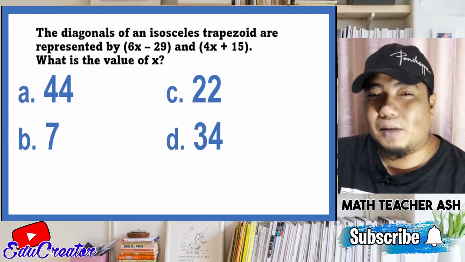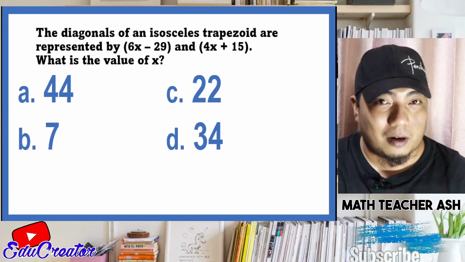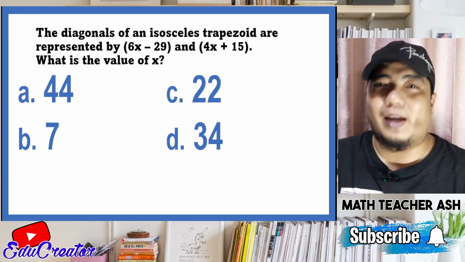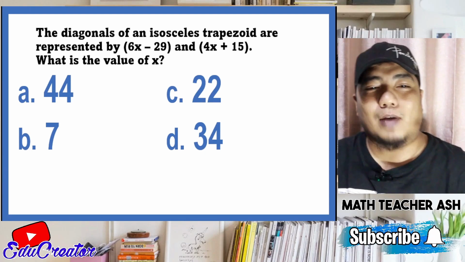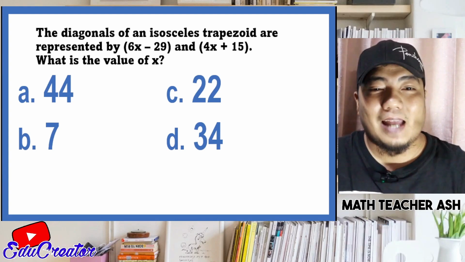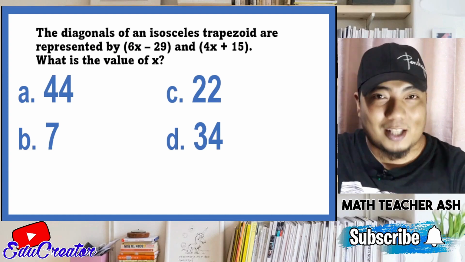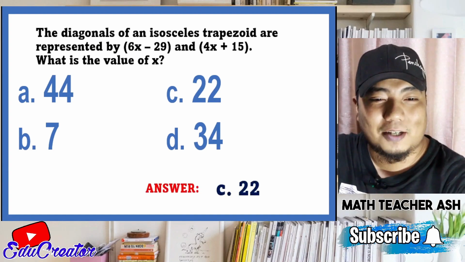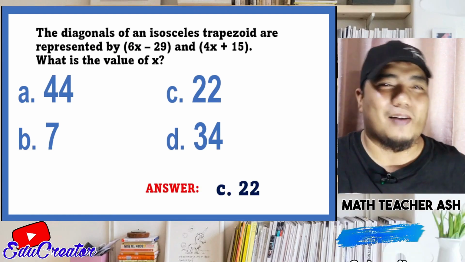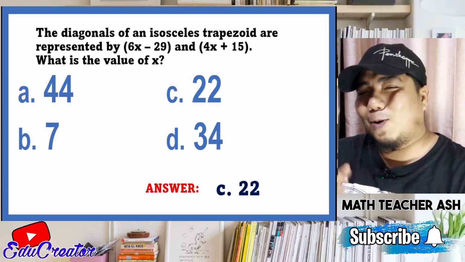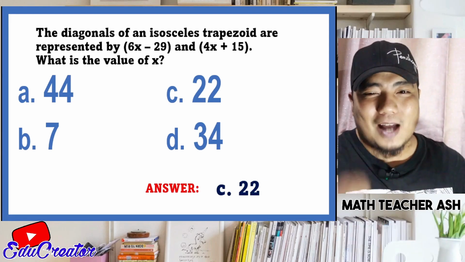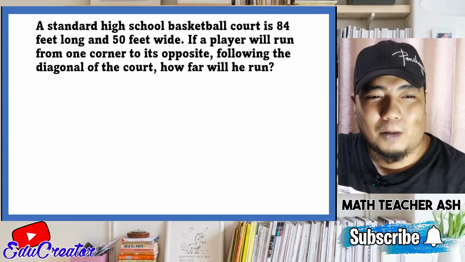And if you add 15 plus 29, the answer is 44. However, you need to divide the whole equation by 2 in order to cancel the 2 in 2x, and the final answer would be letter C, 22. So let's check our answer if we are correct. All right, so we have the correct answer for this question. Easy, right? So now let us go to the next problem.